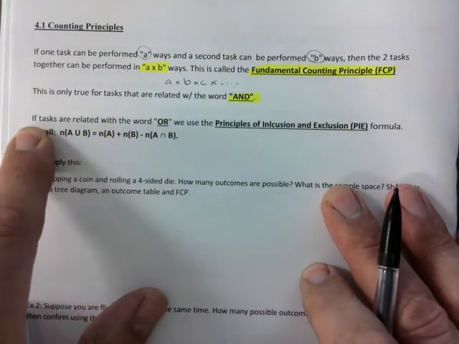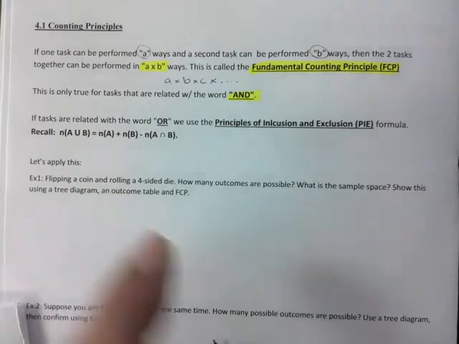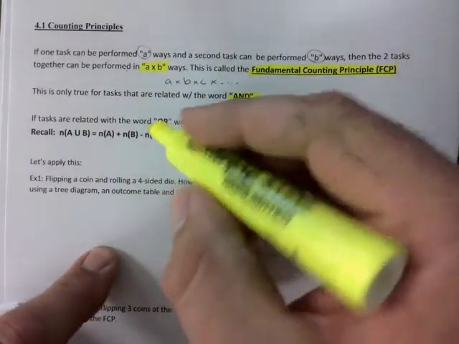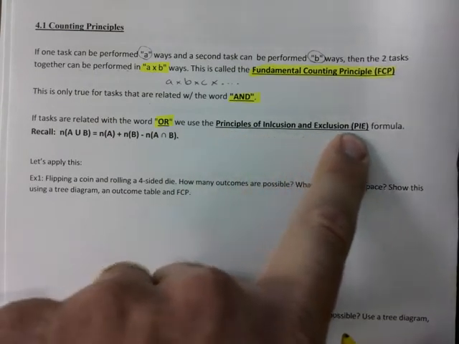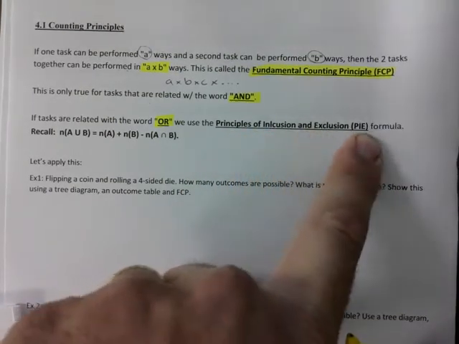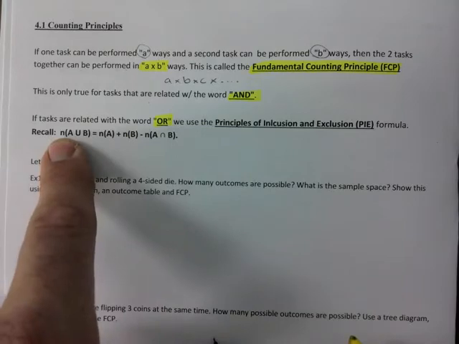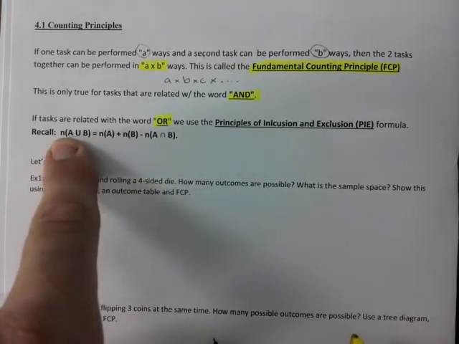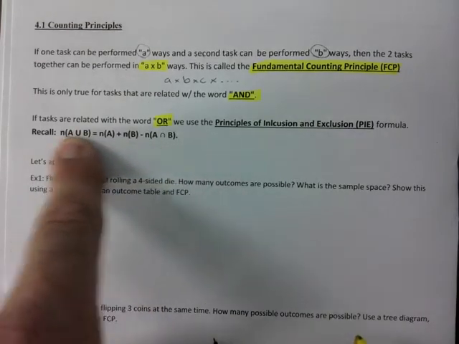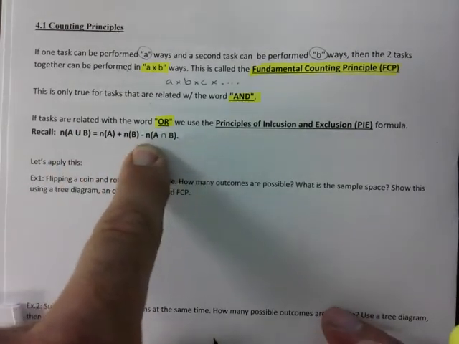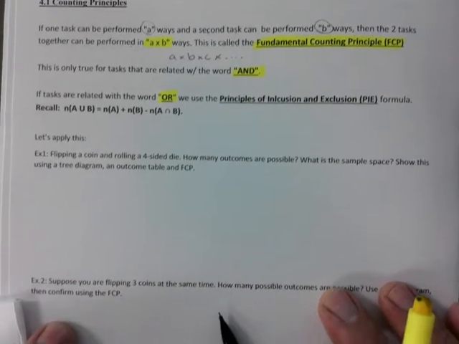If tasks are related with the word or, if you ever see the word or, we use the principle of inclusion and exclusion, PIE, in a sense. We will most likely be using this formula, maybe not explicitly, but I will use this reasoning to address that, because there will be some overlap, as you will tell down the road.